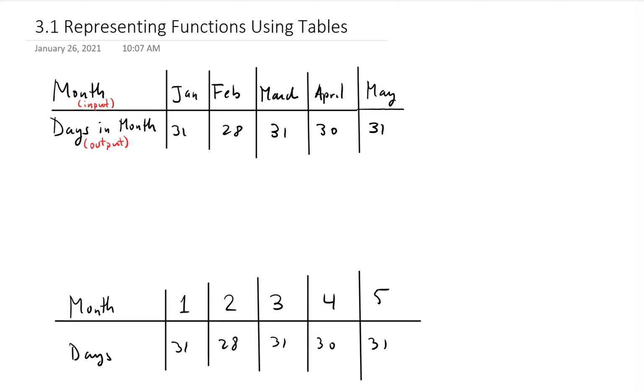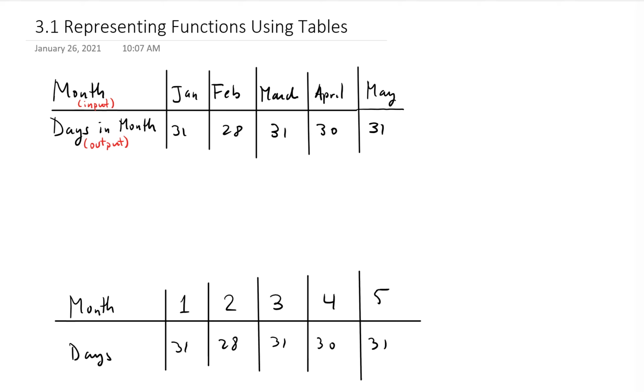Sometimes we illustrate functions using tables, and this is often done if you have a finite set of data, sometimes also called a discrete set of data. Here's an example where you've got the months in the year and the number of days in the month, and the input is the month, and the output is the number of days. So for example, January has 31 days, February 28, March 31, and so on.